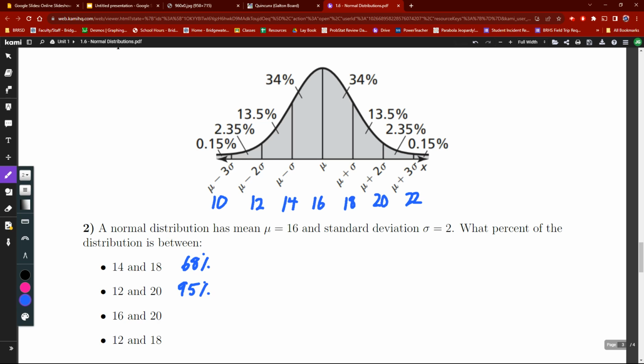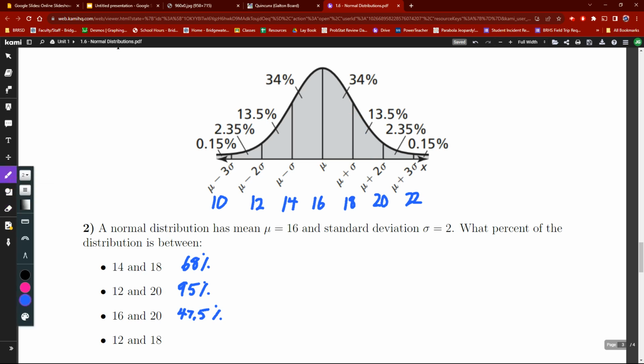All right, 16 to 20. Now we're going to get into an example that's not symmetric. Between 16 and 20, we're going to have these two areas. So I'm going to add 34 and 13.5, and that's going to get me 47.5. Okay, so just by adding up all the percentages between the two numbers, we can figure out what the total percentage would be between two numbers.